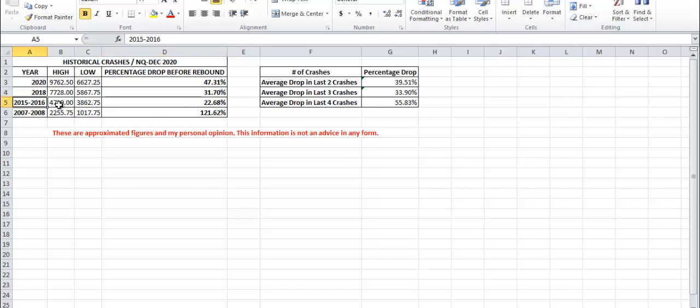2015 to 2016, we had a movement from 4,739 until 3,862. This is 22.68%.